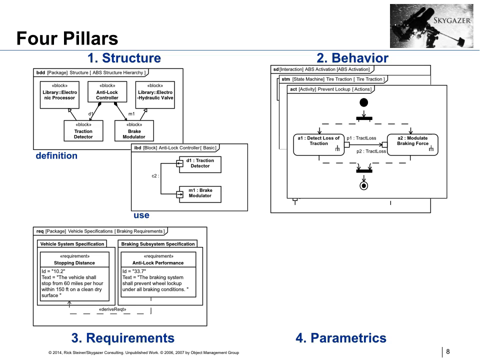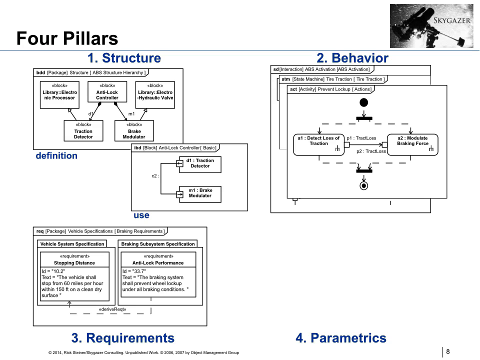And you can see that here in this requirements diagram, two packages. One package is the vehicle system specification. The other is the braking subsystem specification. The vehicle system specification includes a requirement named stopping distance, which has ID 10.2, and the text that says the vehicle shall stop from 60 miles per hour within 150 feet on a clean, dry surface.